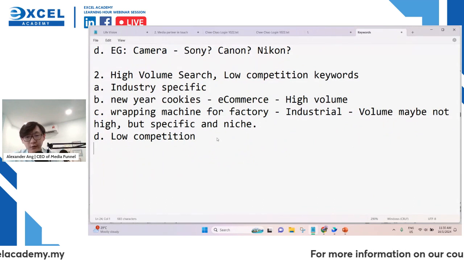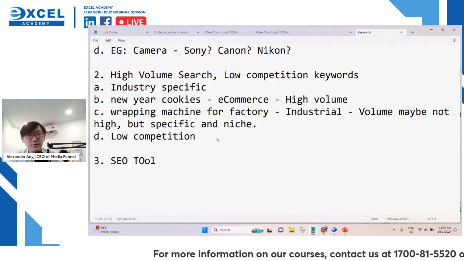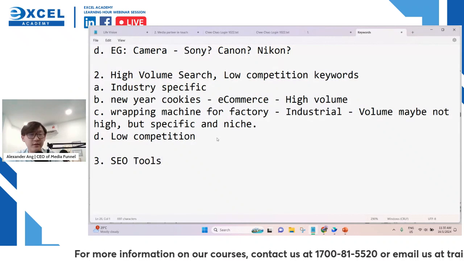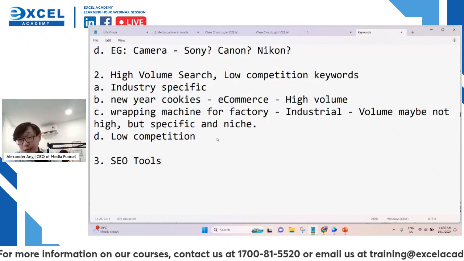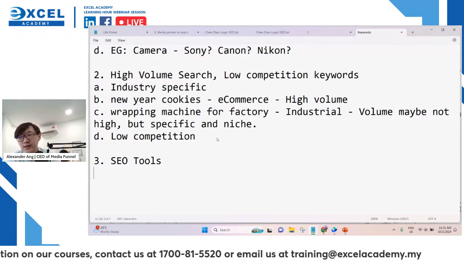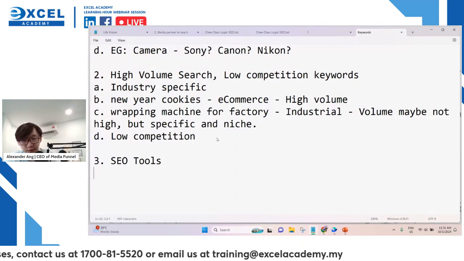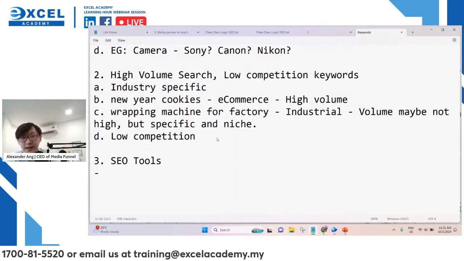In order to do that, I will recommend different SEO tools to look for keywords. Most of them are paid. Yeah, most of them are paid. But if you want to look for free tools, there are a few as well. I will give you some ideas.